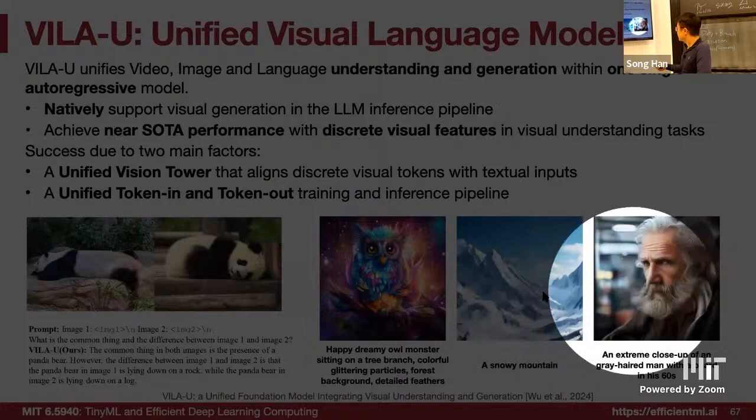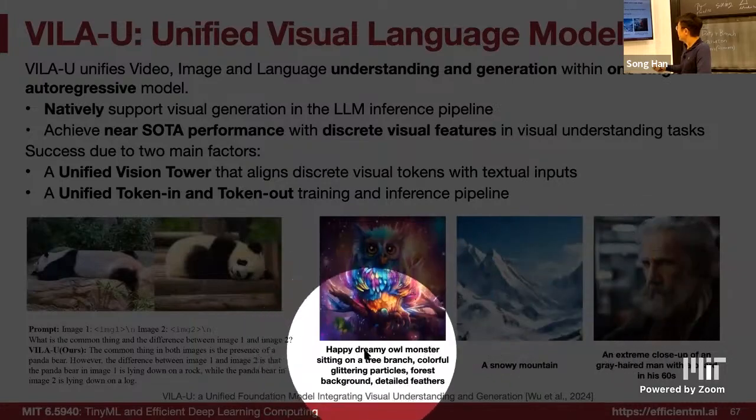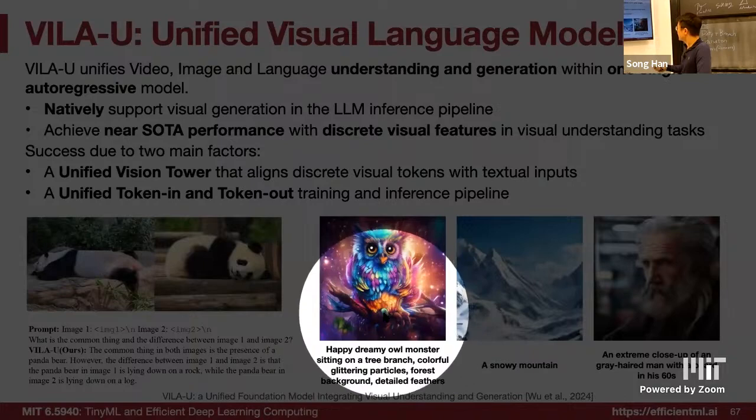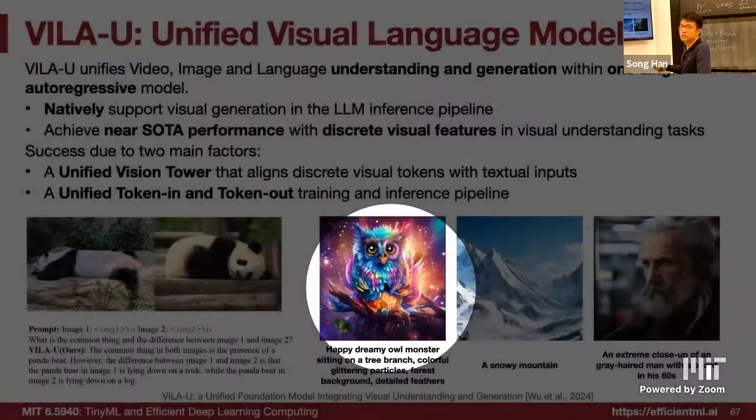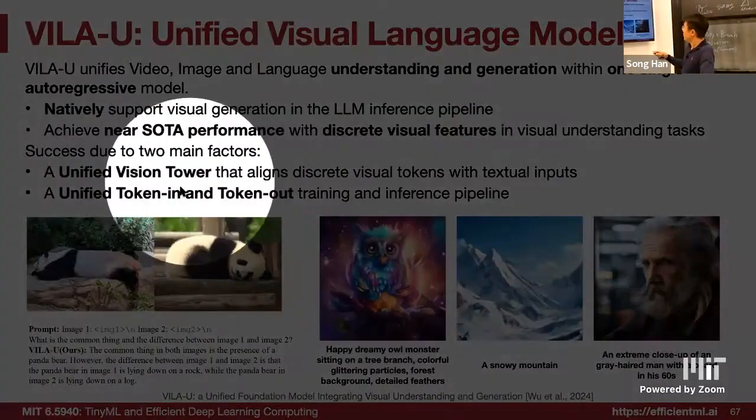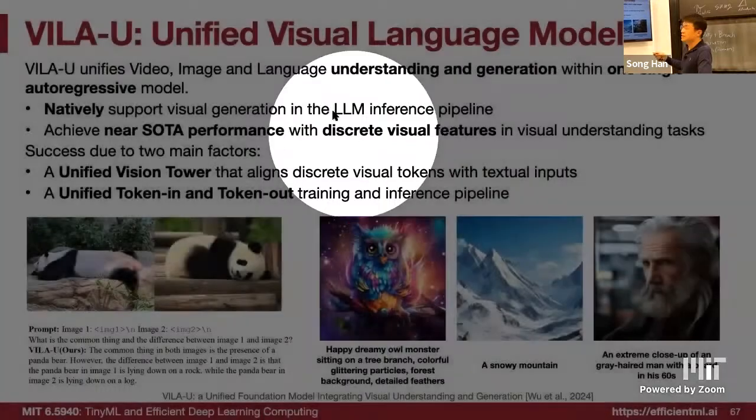Right here is basically generating the image. Happy, dreamy, old monster sitting on a tree bench, colorful, glittering particles, forest background, detailed feathers. So this is the generated image. Previously, the generation would require a diffusion model, which we're going to cover in future weeks. So we want to have a single model to do both generation and also understanding, which requires a unified vision tower and also using discrete visual tokens.